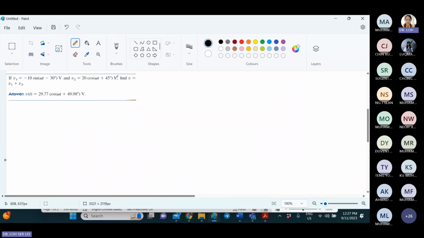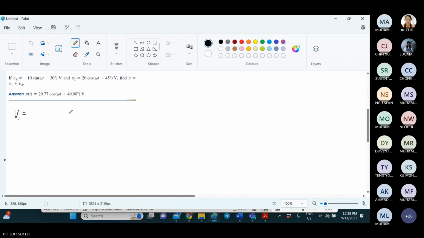We want V1 plus V2. This is V now. V1 plus V2 are given in time domain. We want to change into phasor forms, then we can extract the information of the Vm and also phi.